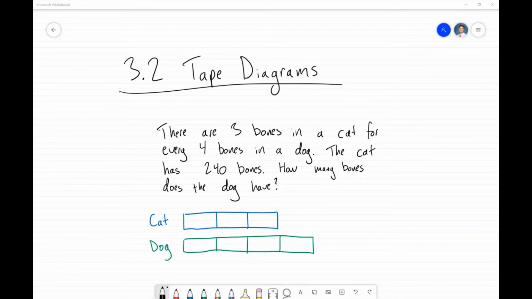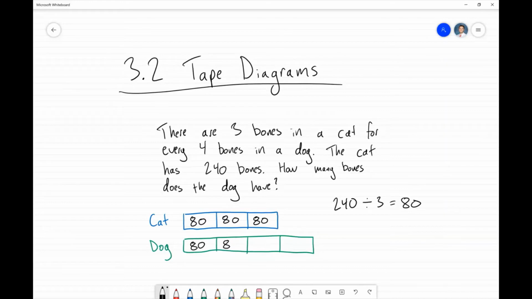So you can see I've drawn our tape diagram here, which represents for every 3 bones that the cat has, the dog has 4 bones. Now, if we know that the cat has 240 bones, we could divide that by 3 to determine the value of each of these parts in our tape diagram. 240 divided by 3 is 80, which means each of these parts in our tape diagram is equal to 80.